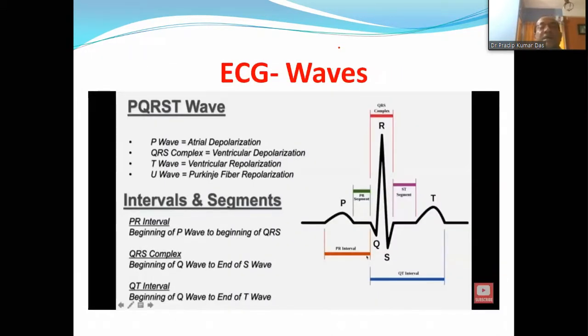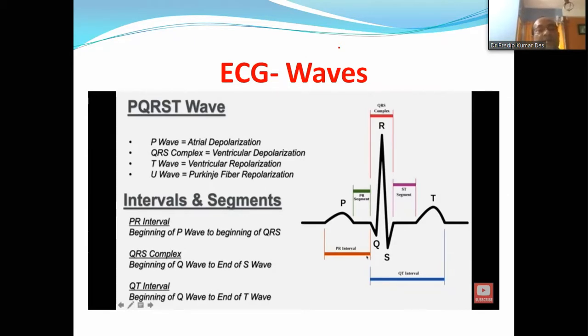So now about the ECG waves. Actually, we see PQRST waves. P wave represents the atrial depolarization. QRS complex represents the ventricular depolarization. T wave represents ventricular repolarization. U wave is said to represent Purkinje fiber repolarization.